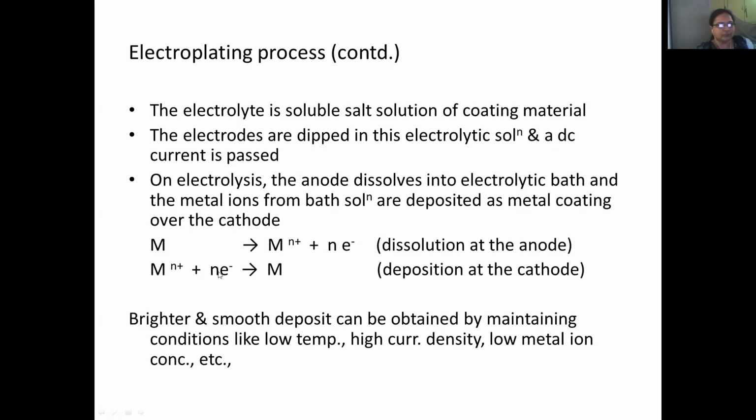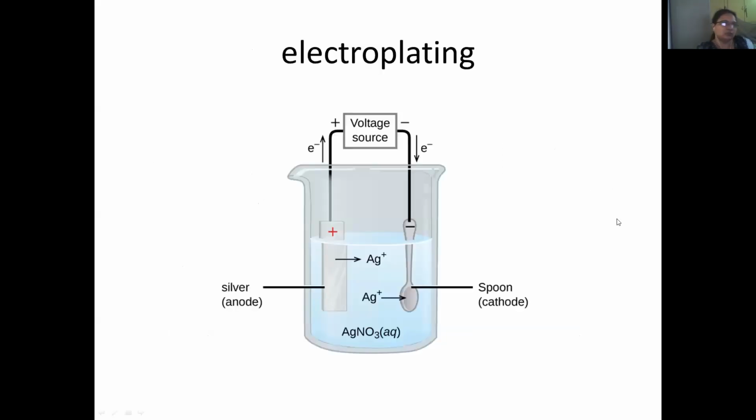So metal gives rise to metal ions and electrons at the anode, and these are taken up by the cathode to form metal. A brighter and smooth deposit can be obtained by maintaining conditions like low temperature, high current density, low metal ion concentration, etc. So this is the diagrammatic representation.